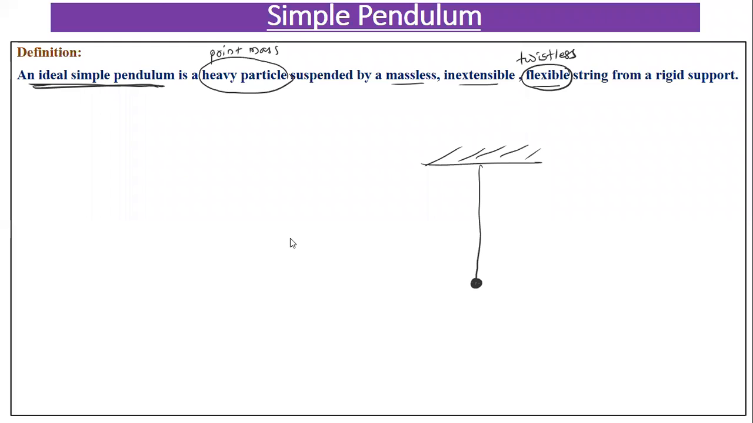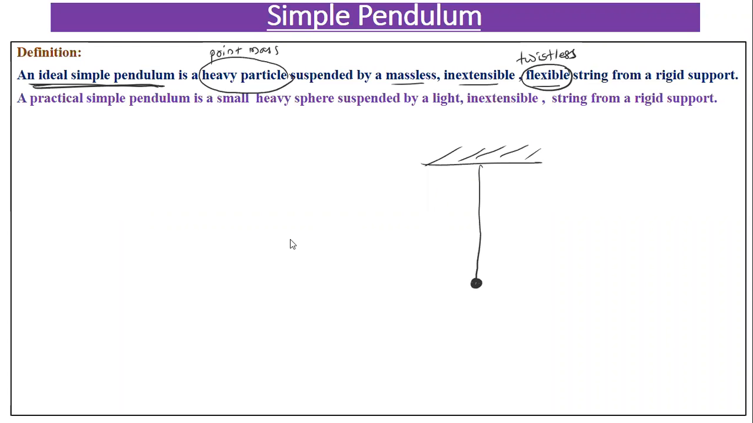Now, the practical simple pendulum. What is a practical simple pendulum? A practical simple pendulum is a small heavy sphere. Heavy sphere means, you can see here, we hang it as a bob. A small heavy sphere, or we can say bob, suspended by a light inextensible string from a rigid support.